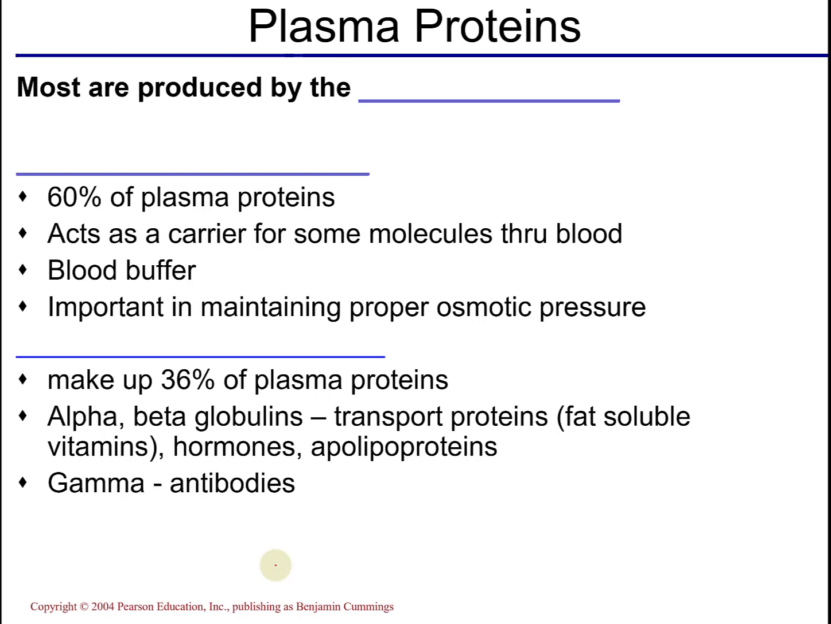Let's take a closer look at plasma proteins. Now, most plasma proteins are produced in the liver, and there are three major categories. The first are called albumins. Albumins are major plasma proteins. They act as a carrier for some molecules through the blood. For example, lipophilic compounds, which cannot dissolve in blood, basically they don't dissolve in water, have to be carried through the blood by another compound, and albumins do that.